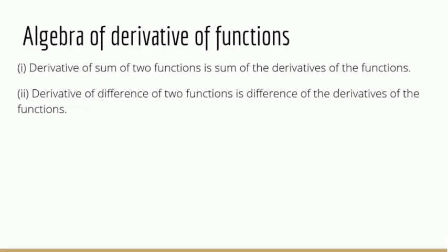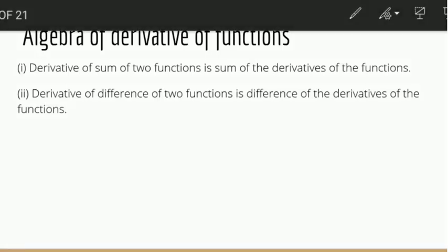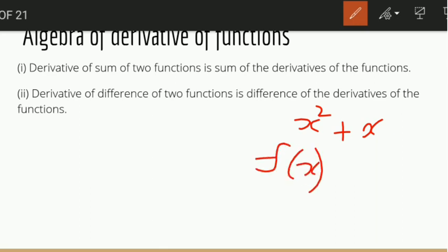I hope it's clear. Algebra of derivative of functions. So in order to deal with differentiation, we have some golden rules which will help you to find the derivatives of different functions. Okay, so imagine you have a sum of two functions, like a polynomial like this. If you have x square plus x, and you have to find the derivative of this, consider this as two different functions, f of x plus g of x. So how can you find the derivative of this function?